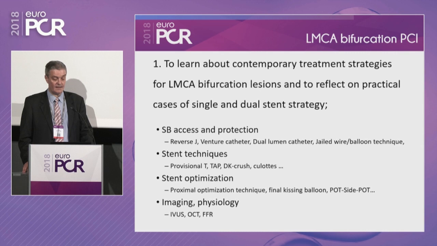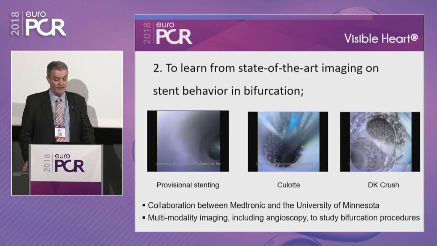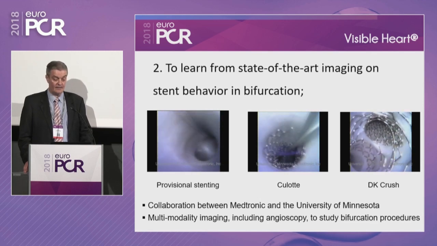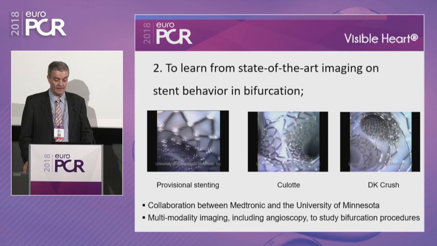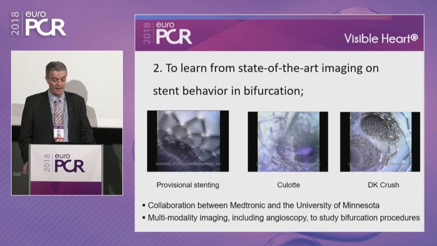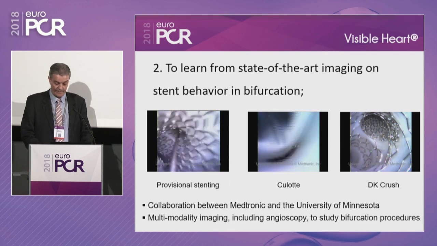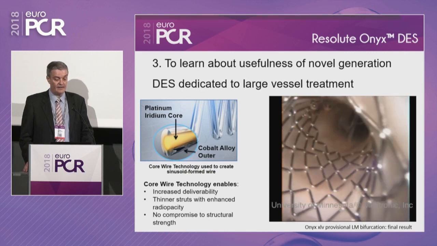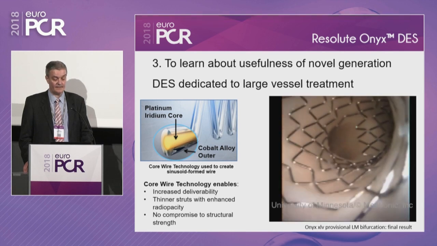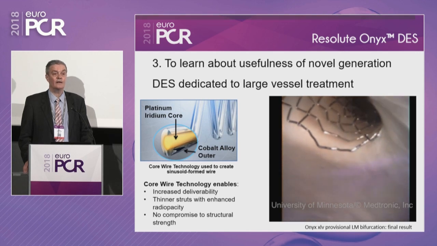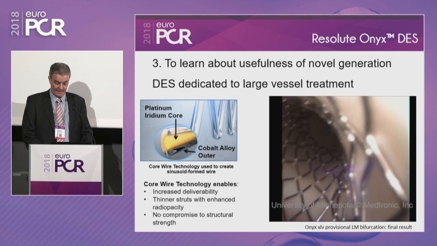And we will have opportunity to discuss various aspects from side branch access, protection, decision regarding the stenting technique, stent optimization in particular, and of course possible use of imaging and physiology to guide the interventions. Again, we will use Visible Heart, and we can learn from state-of-the-art imaging on stent behavior in bifurcations. It's a software developed in collaboration between Medtronic and University of Minnesota, and we can study bifurcation procedures with the help of Professor Burzotta. And finally, we should try to learn and discuss more the novel generation of DES, which is dedicated for large vessel treatment, Resolute Onyx, and specific characteristics which make this stent suitable for bifurcation PCI.